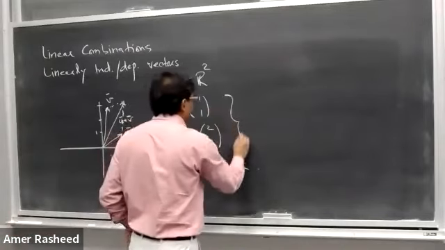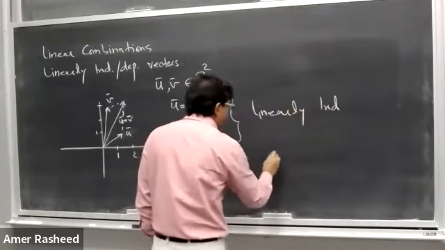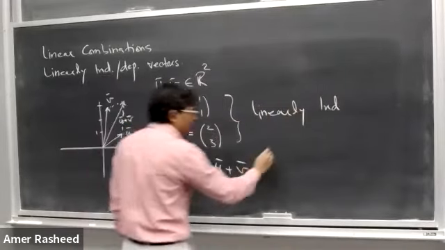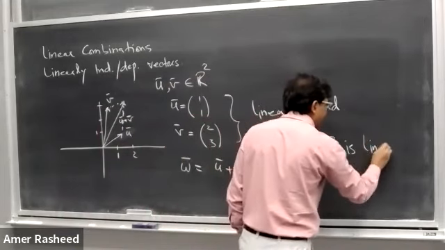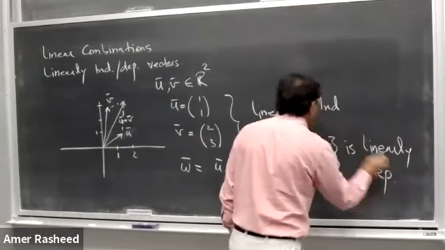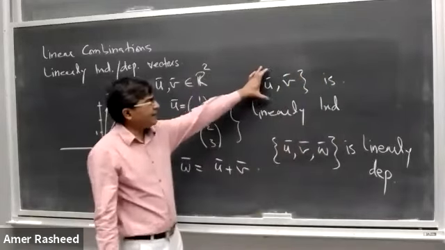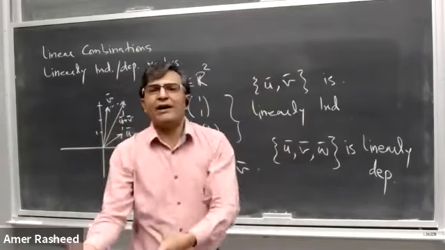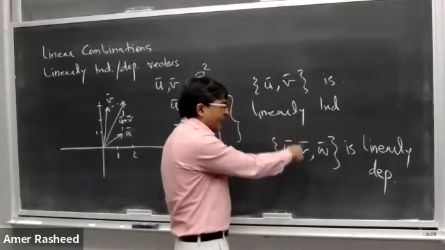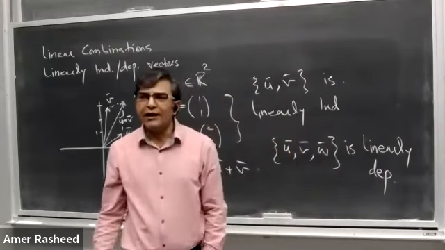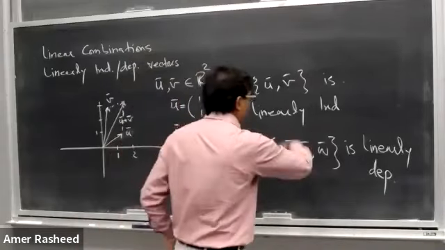So these two vectors are linearly independent, but the vectors U, V, and W, if we put them in a set, this set is linearly dependent, whereas this set U, V is linearly independent, because in this set, any vector cannot be obtained by using some other vector. Whereas in this set, W can be obtained by taking the sum of these two vectors. So this set is not linearly independent. It is dependent, because one vector is dependent on the other vectors.